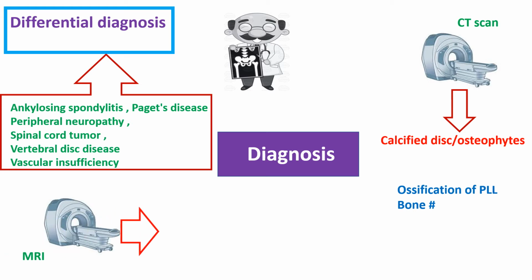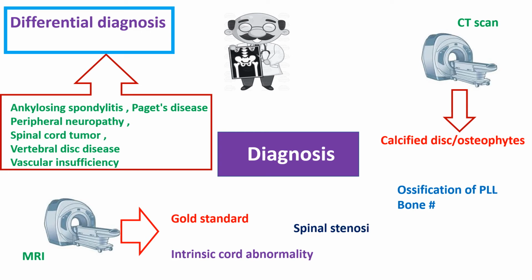MRI is the gold standard procedure for the diagnosis of cervical spinal stenosis, as it is able to show the intrinsic cause of the abnormality and the degree of spinal stenosis, and it also differentiates other conditions like spinal tumors, hematoma, and infections.